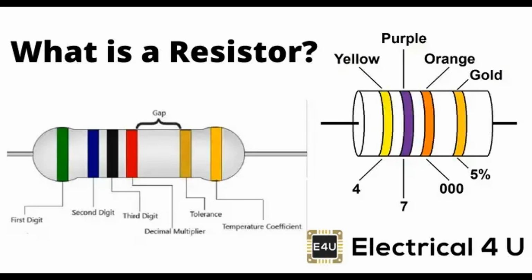Applications of filters. Audio processing. Filters are used to shape the sound, remove noise, and ensure that each component in a speaker system handles the appropriate frequency range. Telecommunications. Filters are essential for separating different frequency bands in communication systems, such as channel separation in radio and TV broadcasting. Power supplies.